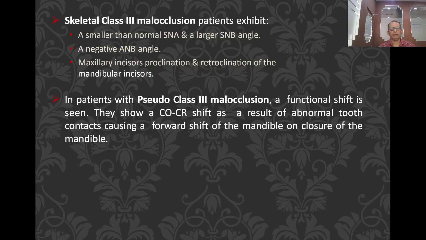Skeletal class 3 malocclusion patients exhibit smaller than normal SNA and a larger SNB angle, a negative ANB angle, maxillary incisor proclination and retroclination of the mandibular incisors. In patients with a pseudo class 3 malocclusion, a functional shift is seen. They show a CO-CR shift, that is centric occlusion to centric relation shift, as a result of abnormal tooth contact, causing a forward shift of the mandible on closure.